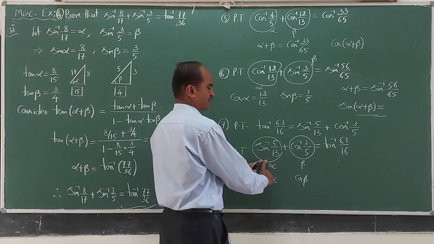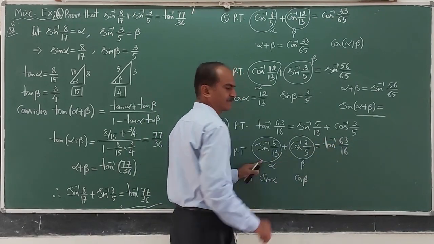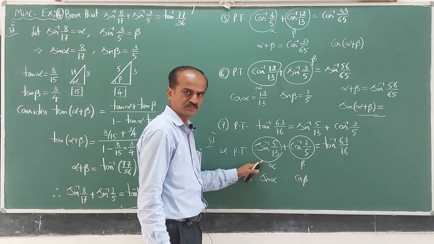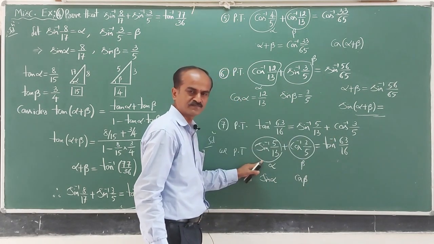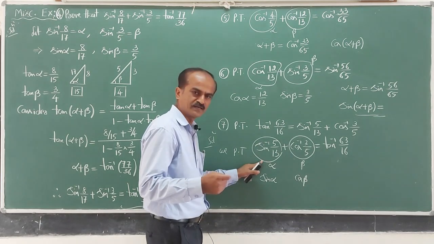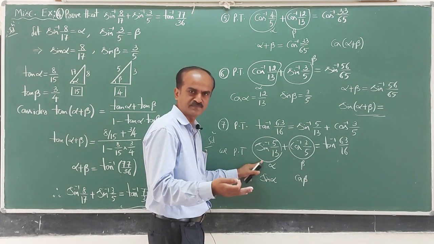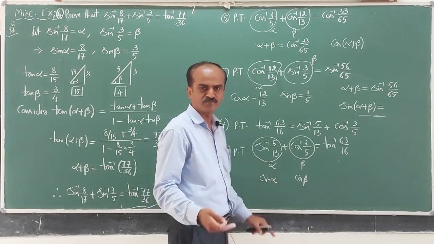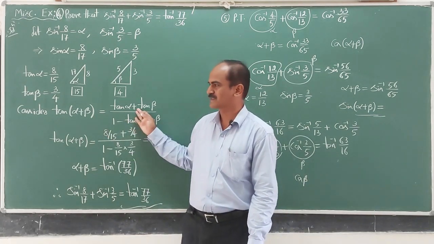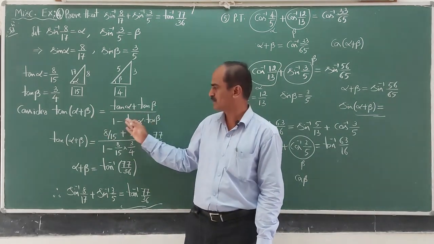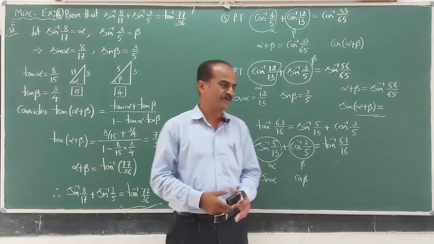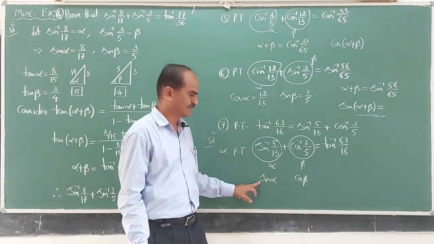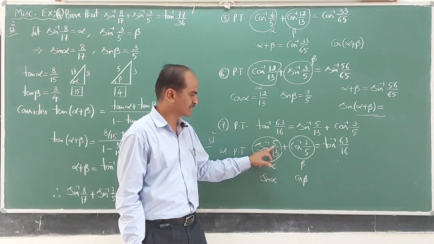What the expression becomes? Alpha plus beta equal to tan inverse of 63 by 16. In order to show that alpha plus beta equal to tan inverse of 63 by 16, what I had to consider? Tan of alpha plus beta. How to get tan alpha plus beta? Expansion, tan alpha plus tan beta by 1 minus tan alpha into tan beta. How to get tan alpha tan beta? Using triangle method. Sin alpha value is there, that is 5 by 13.